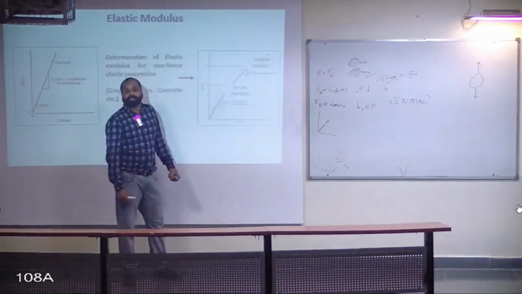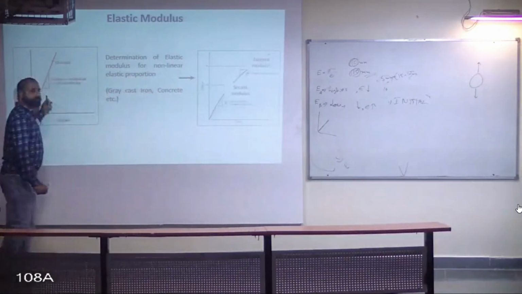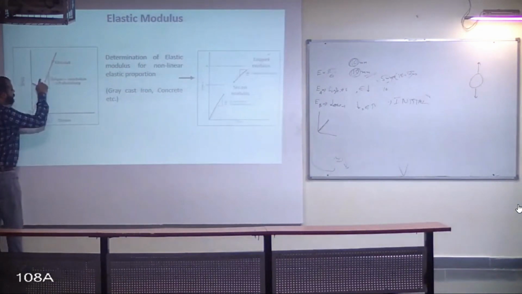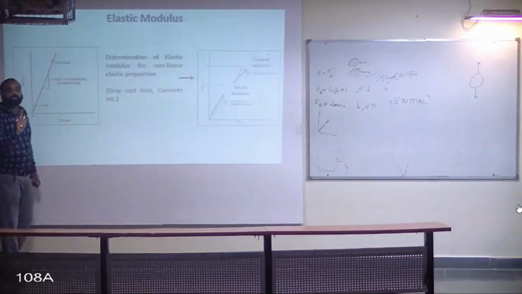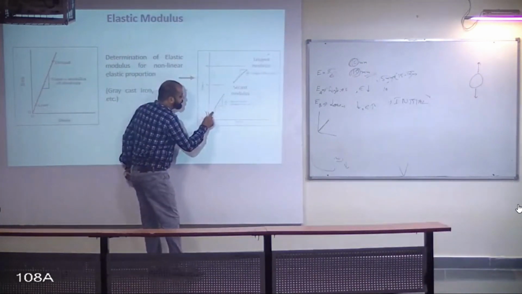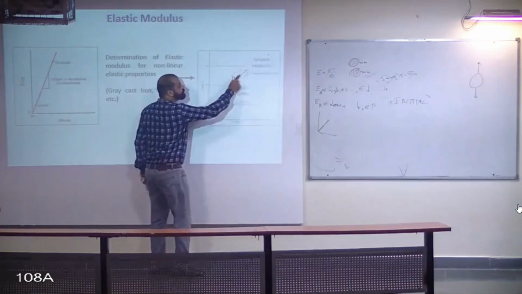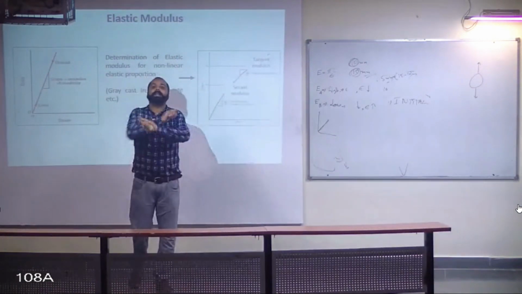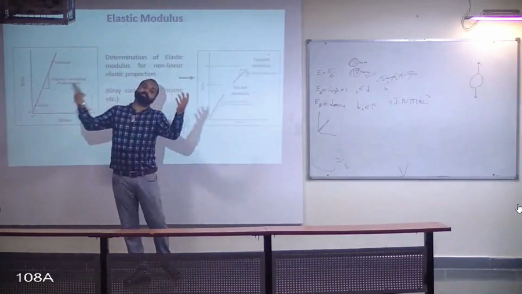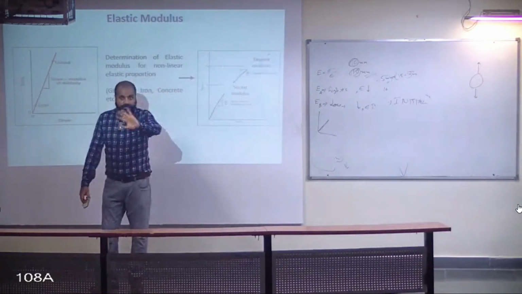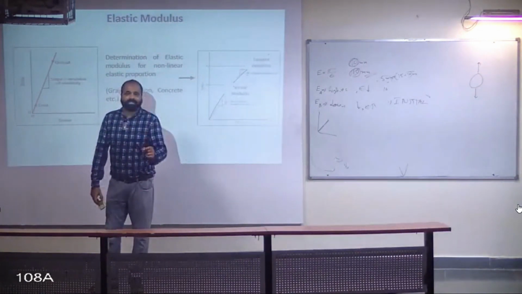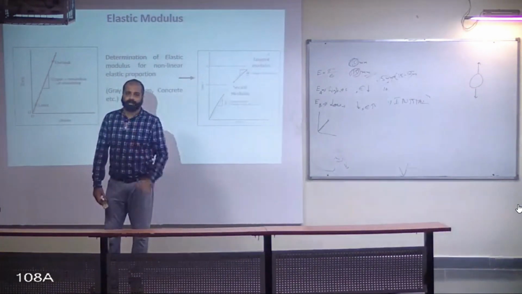Now how to find the elastic modulus? Because here, whether you calculate the slope at this point, this point, this point or this point, the slope value will be same. But here, if you calculate the slope at this point, this point, this point or this point, at every point the slope will be different. So it means your material will have so many values of elastic modulus, which is not possible. ऐसा नहीं होता है. Any material at a particular instant will have only one value of elastic modulus.